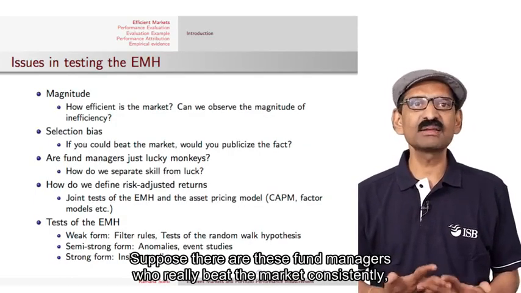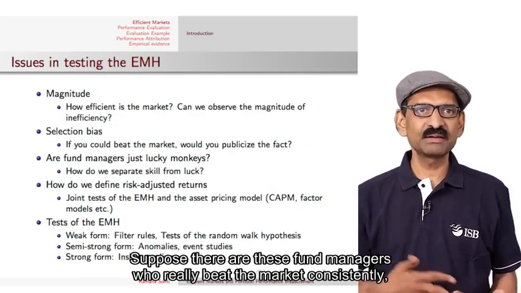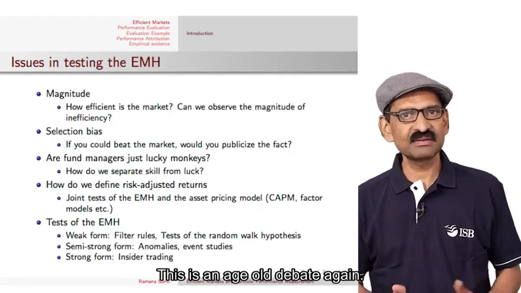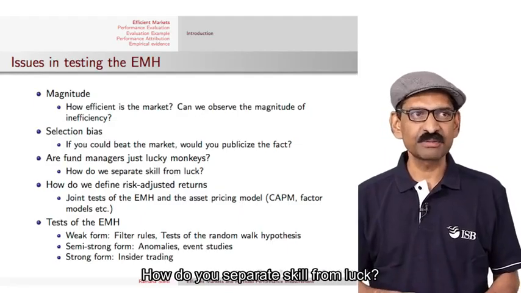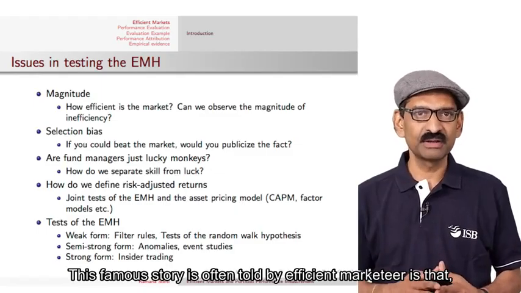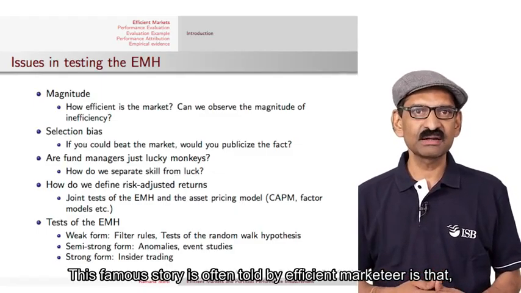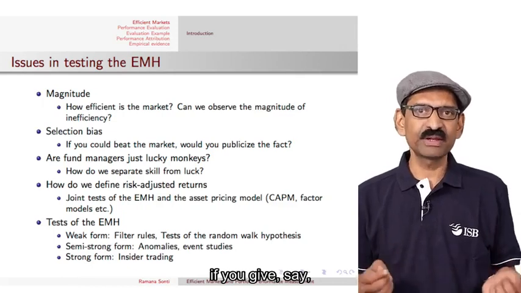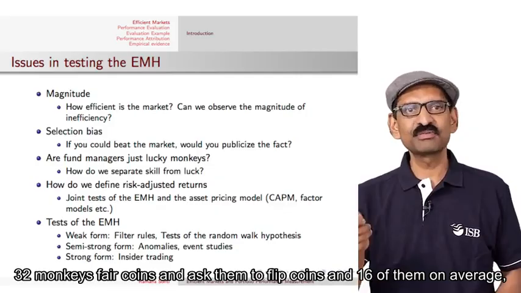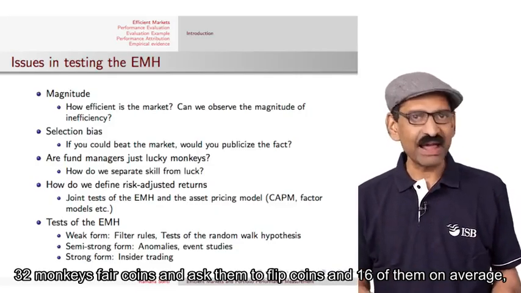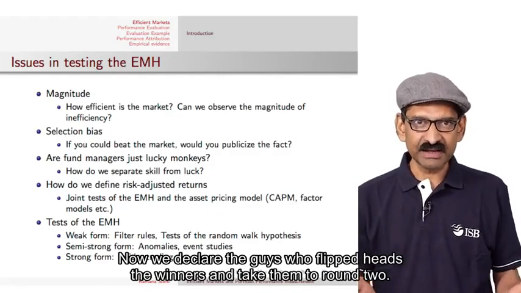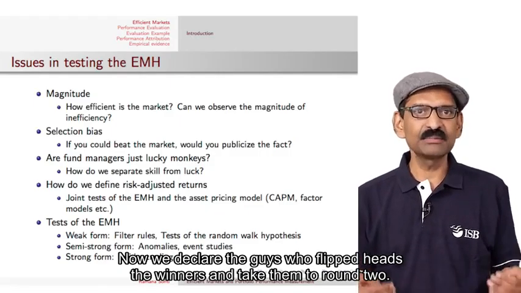So that leads me to point number three. Suppose there are these fund managers who really beat the market consistently. Are they skilled or are they lucky? This is an age-old debate again. How do you separate skill from luck? So this famous story is often told by efficient market theorists that if you give, say, 32 monkeys fair coins, and ask them to flip coins, 16 of them on average, we know, will flip heads. Now we declare the guys who flipped heads the winners, and take them to round 2.